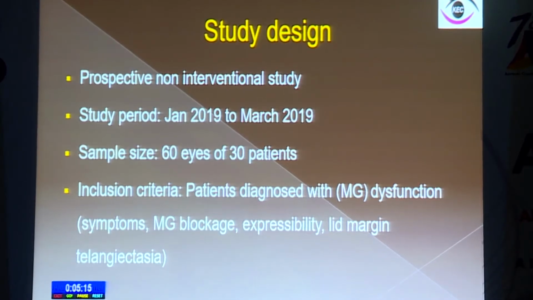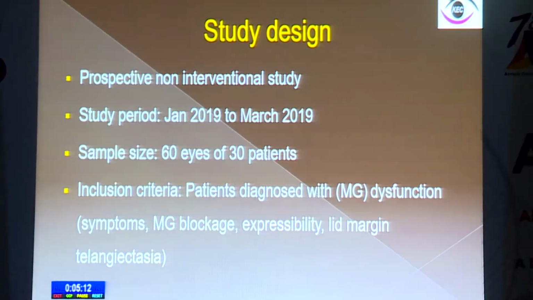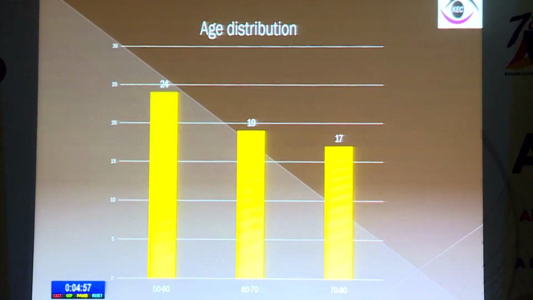So this is a prospective non-interventional study. Study period was between January 2019 to March. Sample size was 60 eyes of 30 patients diagnosed with meibomian gland dysfunction, which includes symptoms, meibomian gland blockage, expressibility, and lid margin telangiectasia.